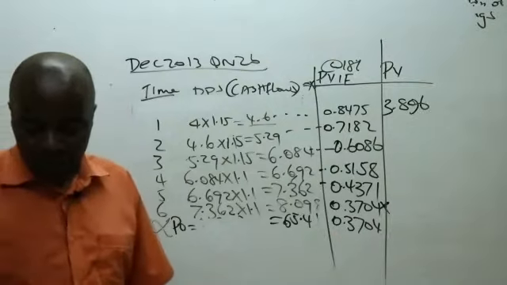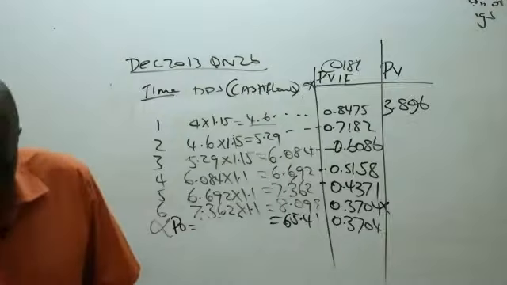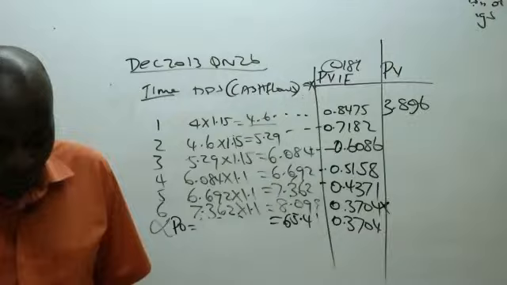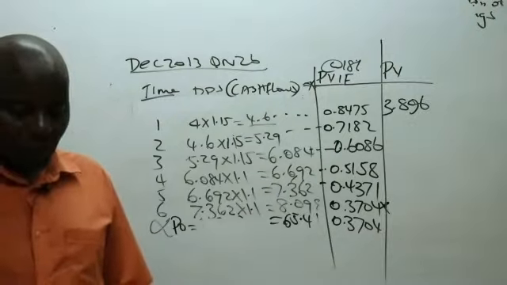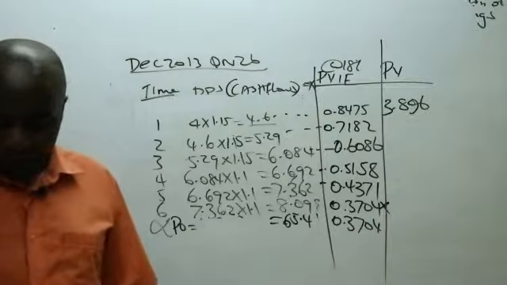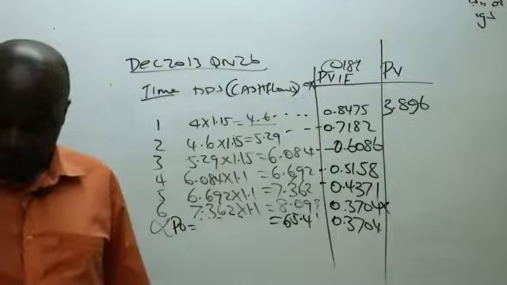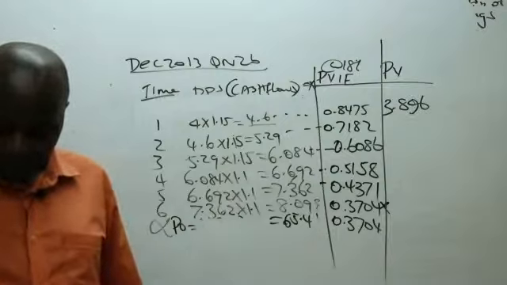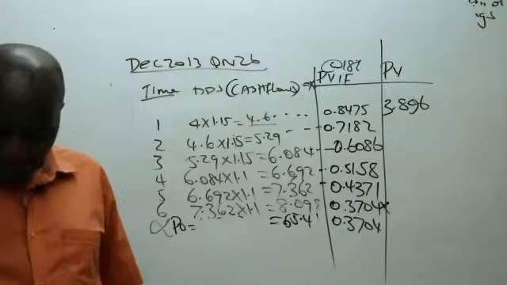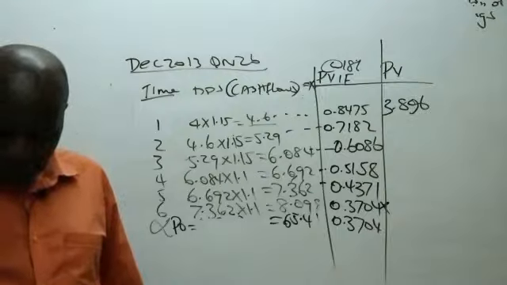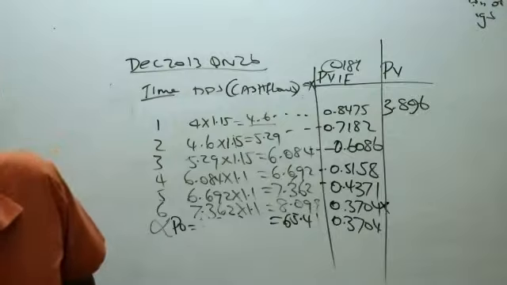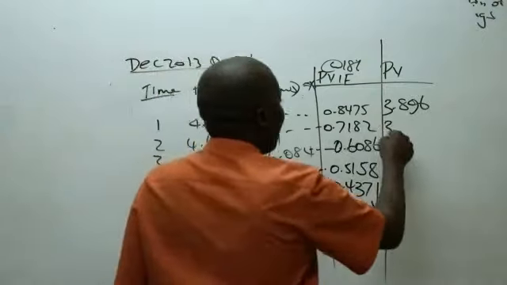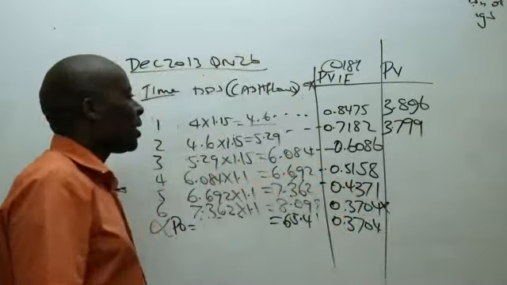How about the second present value? Nobody has given me the second present value. What figures do we have there? Somebody. I'm being given 3.799. Let's go to the third present value.